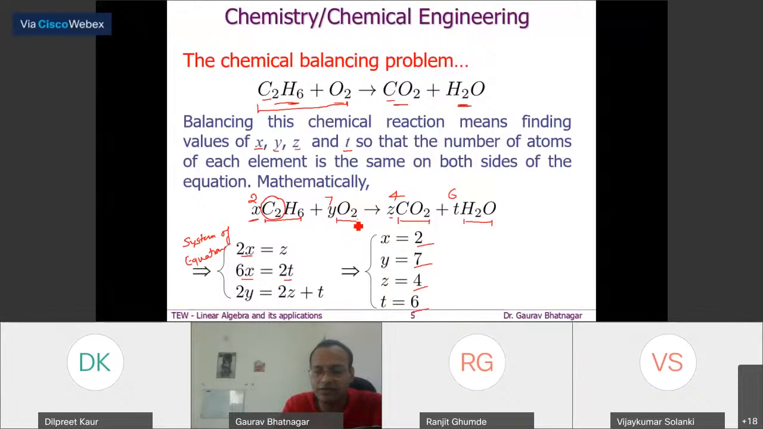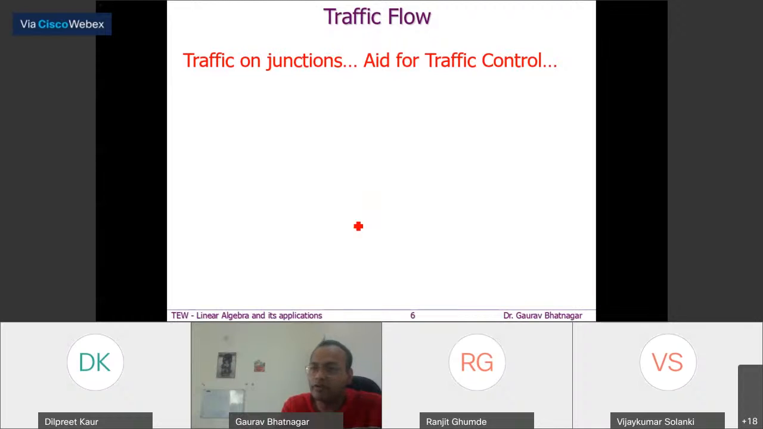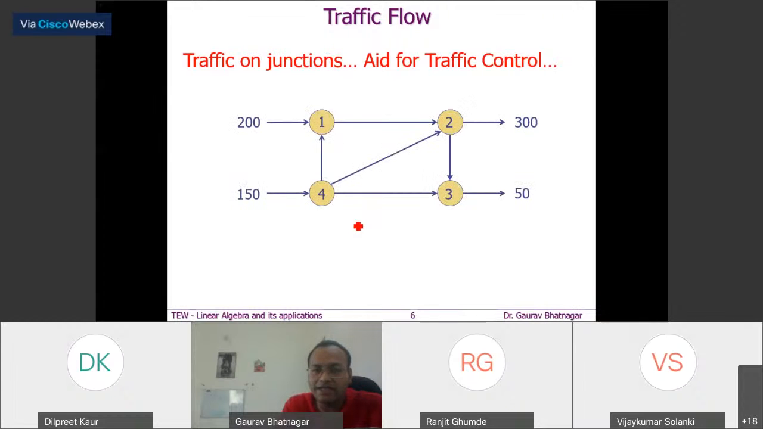So let's go for the new application, where we are going to have traffic on junctions. So now, the traffic flow problem. How is linear algebra going to give you a better idea of the traffic flows? Let us consider a hypothetical scenario where we have 4 different junctions: this is junction 1, this is junction 2, 3, and 4. Again, there are going to be some restrictions on the traffic flow as well. In this junction there are 2 intakes, one from this direction, the other from this direction. I know the value entering from this direction. I don't know the value entering from this particular direction.